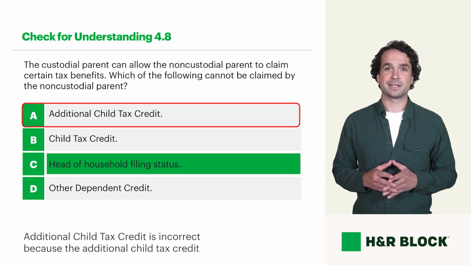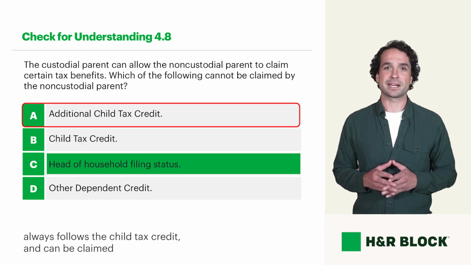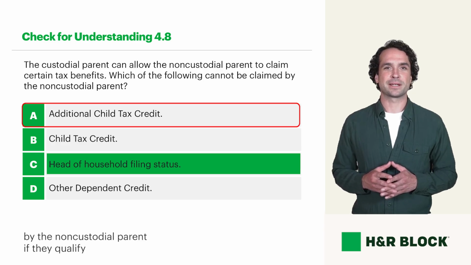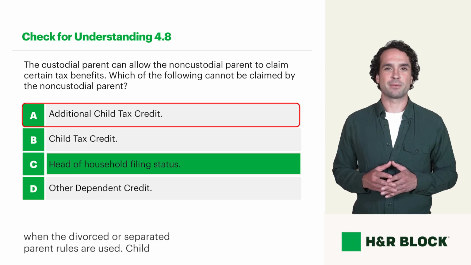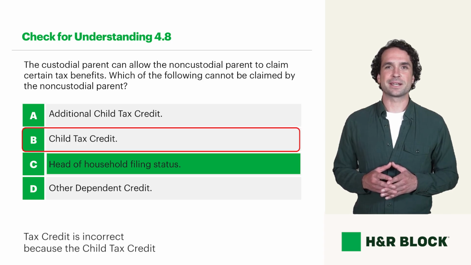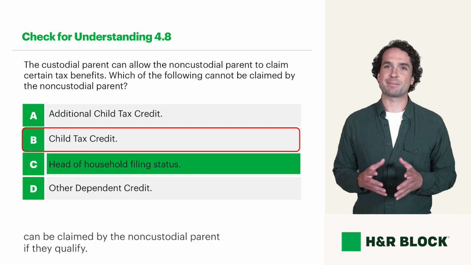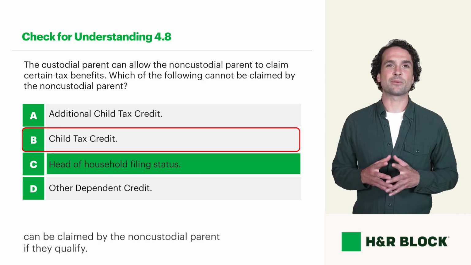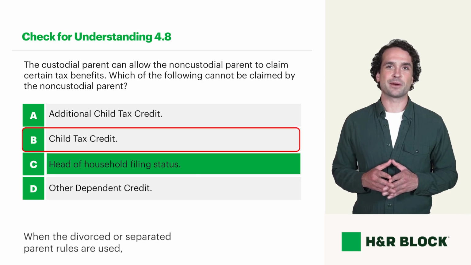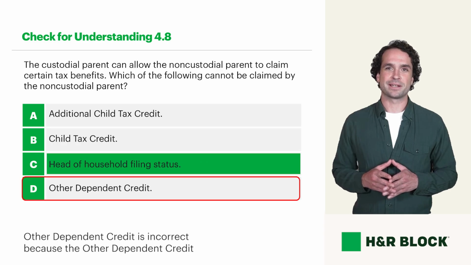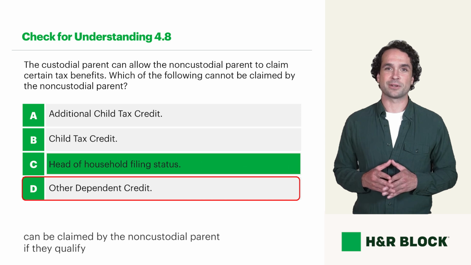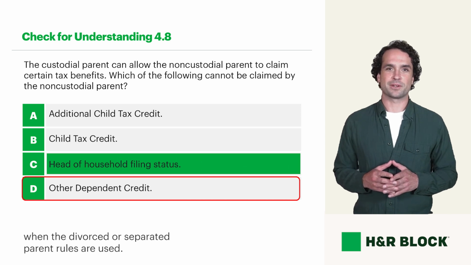Additional child tax credit is incorrect because the additional child tax credit always follows the child tax credit and can be claimed by the non-custodial parent if they qualify when the divorced or separated parent rules are used. Child tax credit is incorrect because the child tax credit can be claimed by the noncustodial parent if they qualify when the divorced or separated parent rules are used. Other dependent credit is incorrect because the other dependent credit can be claimed by the noncustodial parent if they qualify when the divorced or separated parent rules are used.